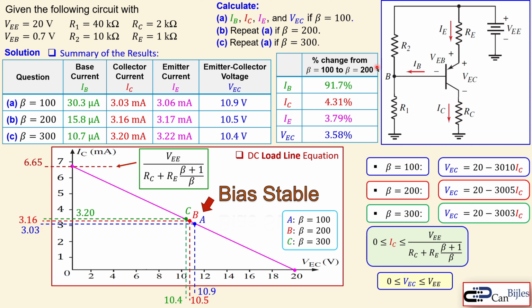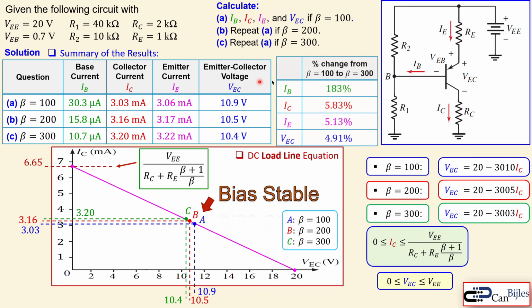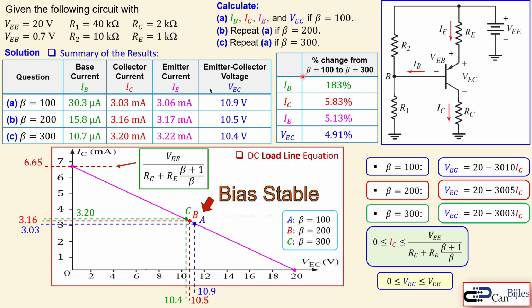So you change the beta from 100 to 200, which is 100% change. You only change your important parameters in your circuit by only approximately 4%. That is very stable compared to the drastically changing value of the beta. Now when you look at the situation, the change of the beta from 100 to 300, so going from A to C, then you see the results here. The IB will now have a change of 183%, very large. But that doesn't matter, we are interested in the IC and also the VEC.